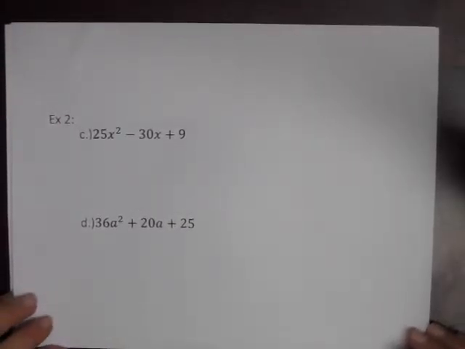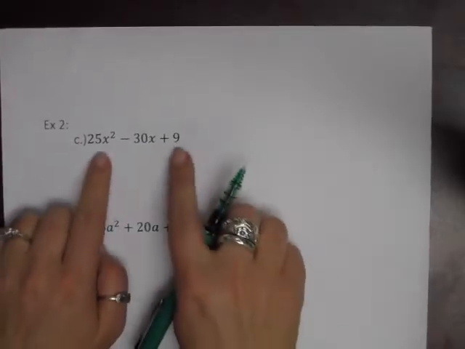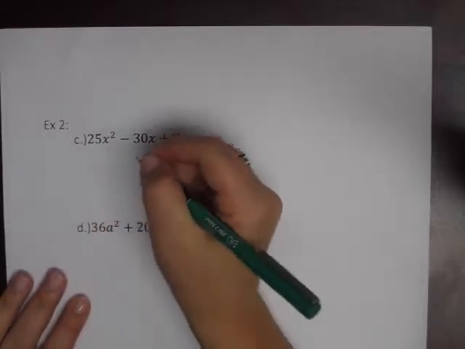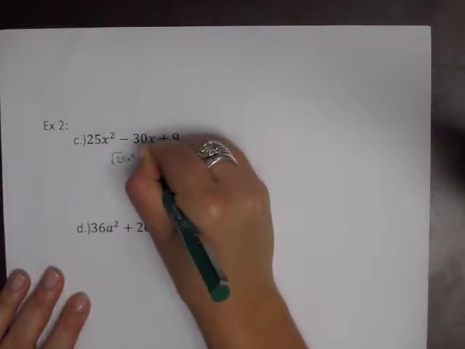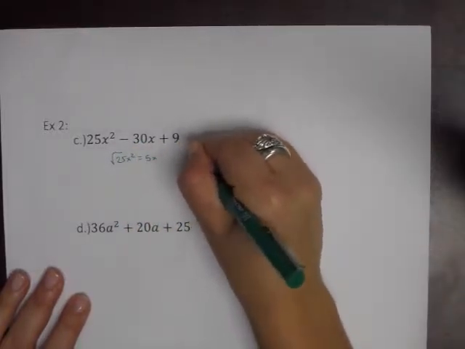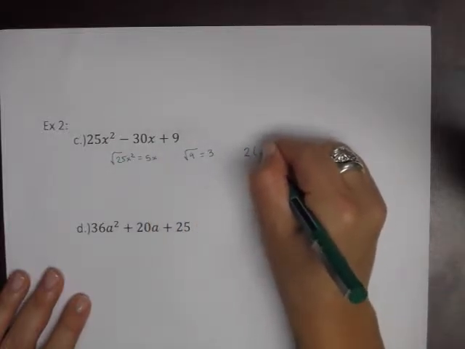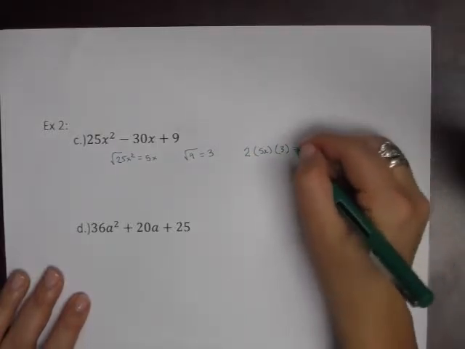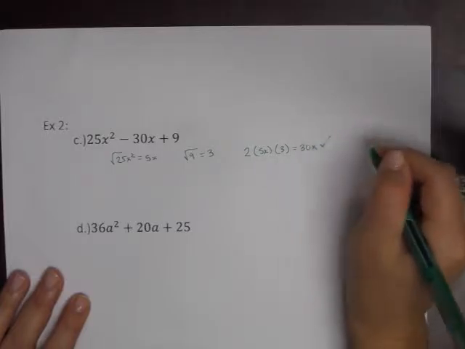Okay, let's try another one. So we got 25x squared minus 30x plus 9. Okay, I see I have three terms. I see that these two are definitely perfect squares, and my middle term is even. So first thing I got to do is take the square root of 25x squared, which is going to be 5x. Then I take the square root of 9, which is going to be 3. Then I have to check it, so I'm going to go 2 times 5x times 3. 2 times 5 is 10. 10 times 3 is 30. So this is 30x, which matches.